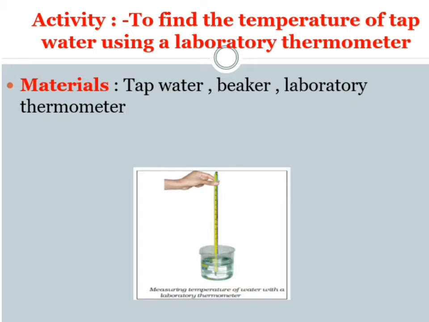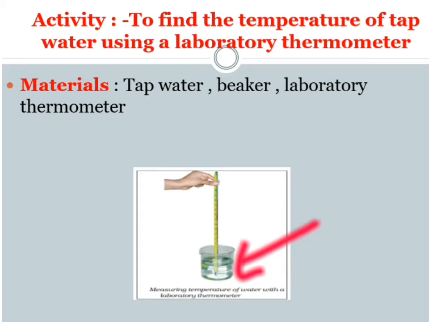Next, activity: to find the temperature of tap water using a laboratory thermometer. Materials: tap water, beaker, laboratory thermometer. Procedure: fill approximately half of a beaker with tap water and put it on a table.